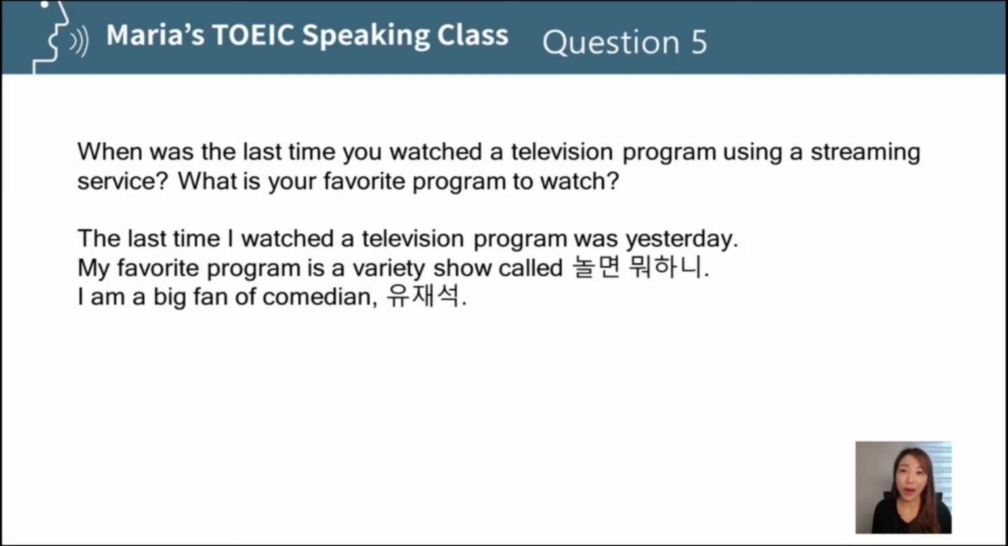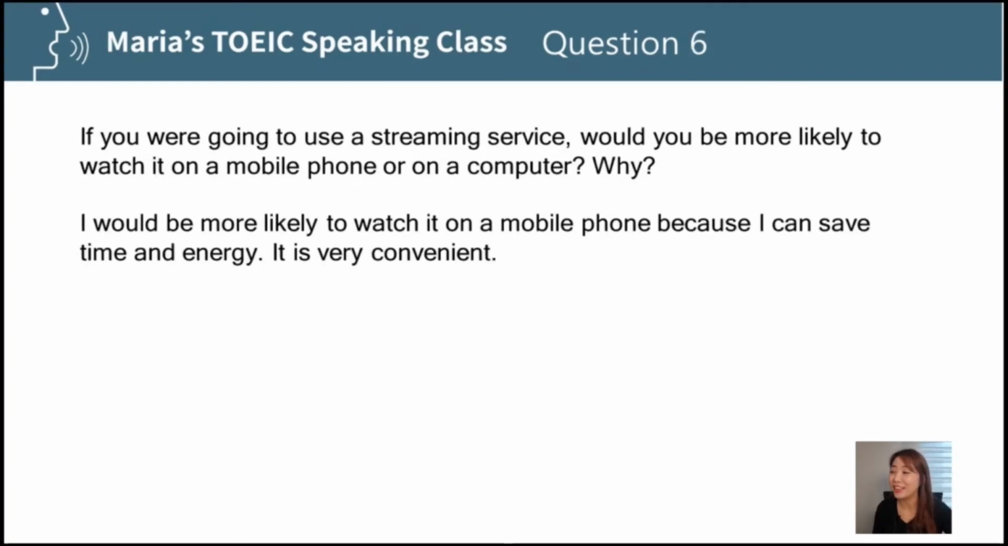자, 제가 놀면 뭐하니 좋아요, 요즘에. 그래서 my favorite program is a variety show 라고 하시면 되겠고요. 한국 제목 그대로 넣어주시는데 called, named, 뭐뭐라고 불리는 어떤 이름의, titled, 어떤 제목의 라고 하시면 되겠습니다. 놀면 뭐하니? 이렇게 넣어봤고, 전 유재석 씨 팬입니다. I'm a big fan of the comedian 유재석. 뭐 이렇게 넣으시면 되겠습니다. 되겠죠?